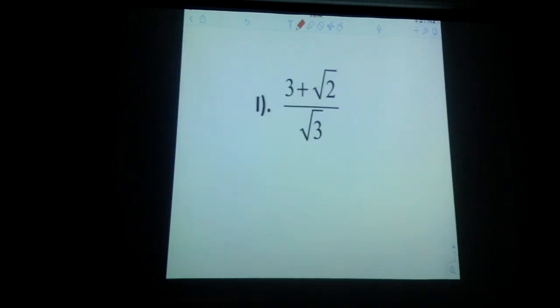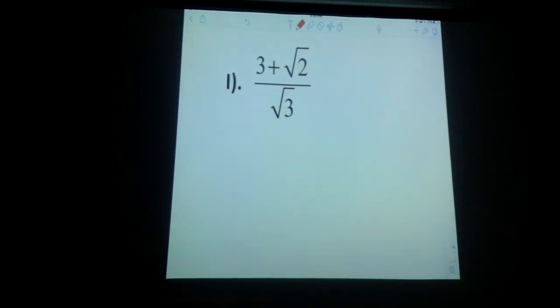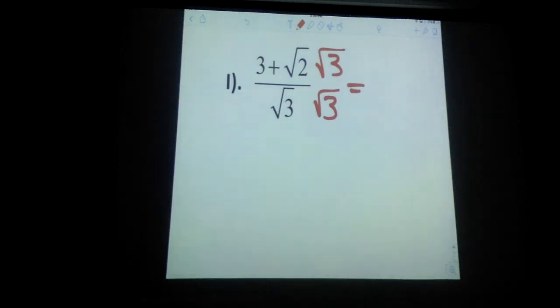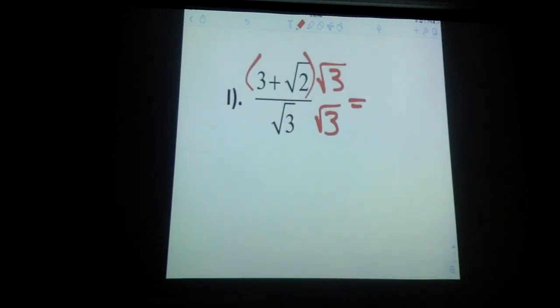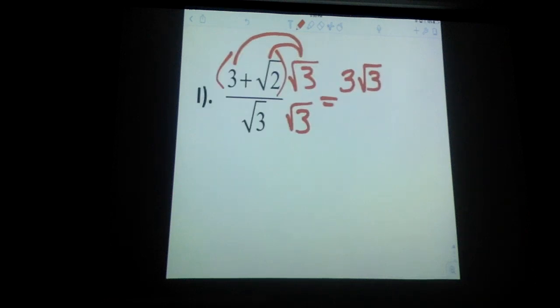So checking our work here. We are going to be multiplying by the square root of 3 in both numerator and denominator. So when we go through and do that, keep in mind one thing you want to make sure and do, put 3 plus square root of 2 in parentheses. Now, as we go through here and we multiply, keep in mind you need to be sure and distribute. 3 multiplied by the square root of 3, you just get 3 square root of 3. Next, square root of 2 multiplied by the square root of 3. You get a positive square root of 6.